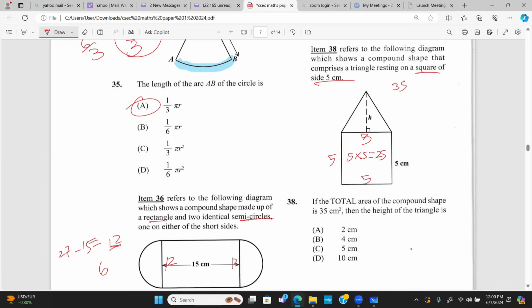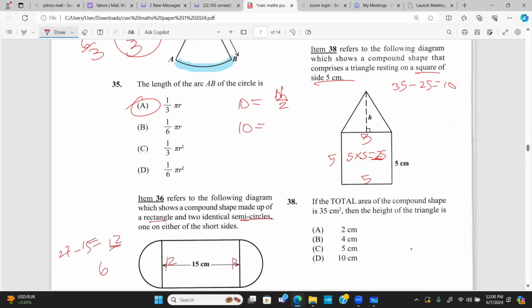So if I have this 35 and I take out the 25 out of it, I have 10. In other words, the area of the triangle is 10. Remember, now I have the base. So take a look at this now. So triangle area, which is 10, is equal to base times height over 2.